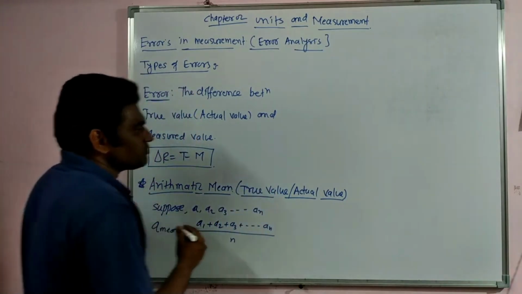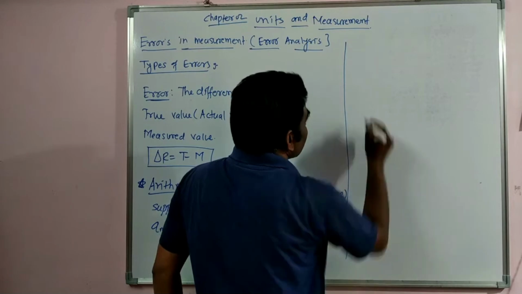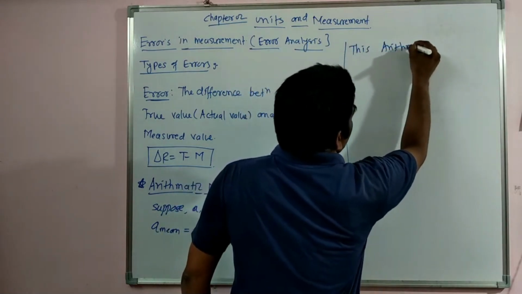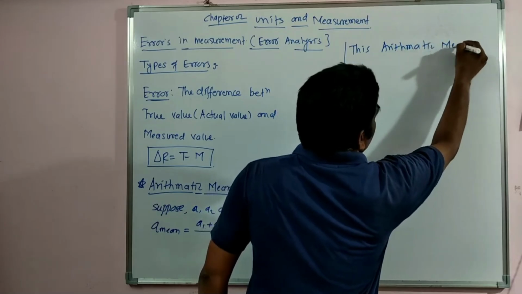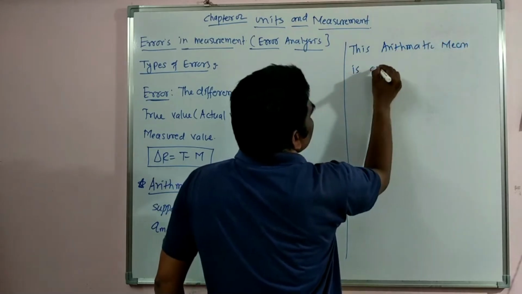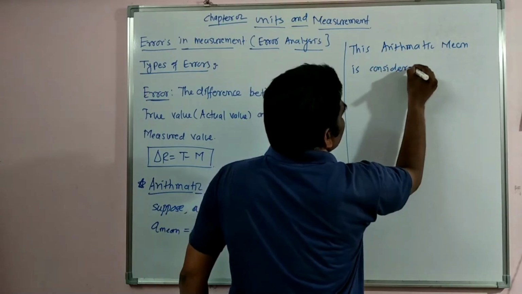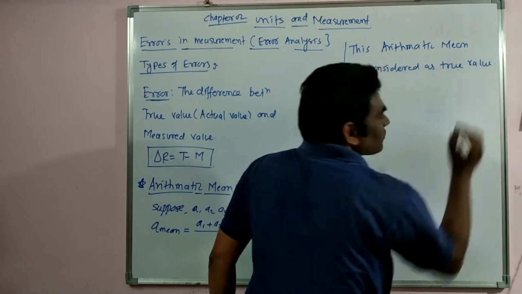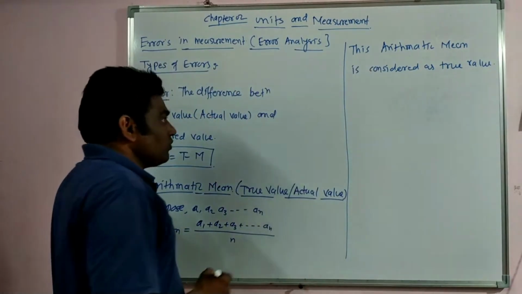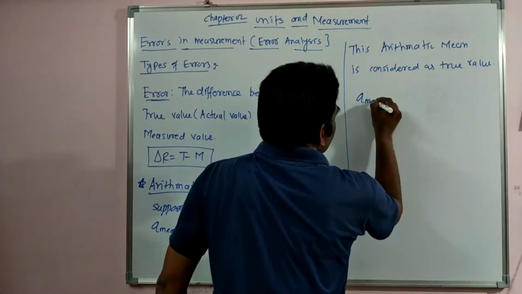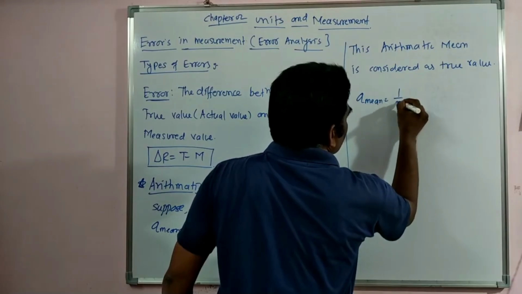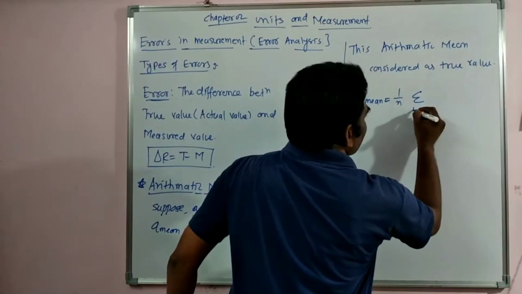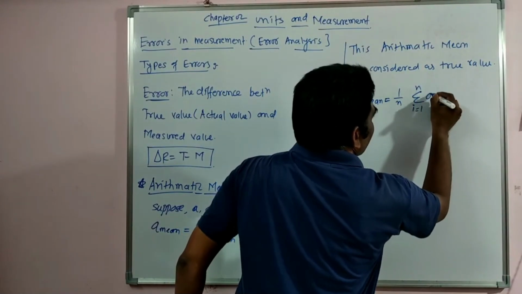This arithmetic mean is considered as the true value. Okay. Now this can be represented like this. A mean is equal to 1 upon n, this 1 upon n I will write on this side, then summation i is equal to 1 to n of ai.